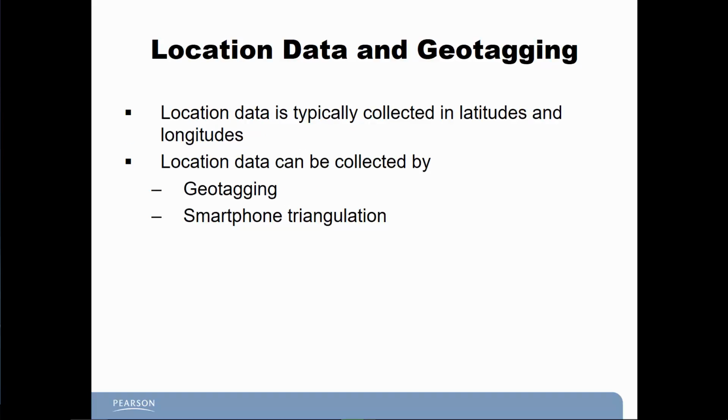Location and the geotagging. The location of the data is typically collected in longitude and latitude. That's pretty straightforward. Location data can be collected by geotagging, smartphone triangulation. That way we can figure out where exactly the data is, and we do that via location. That's the importance of geotagging. Smartphones actually have a gyroscope in them, so you can start seeing the way that it's laying based off of the gyroscope.